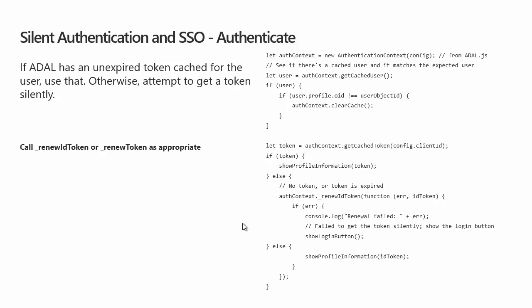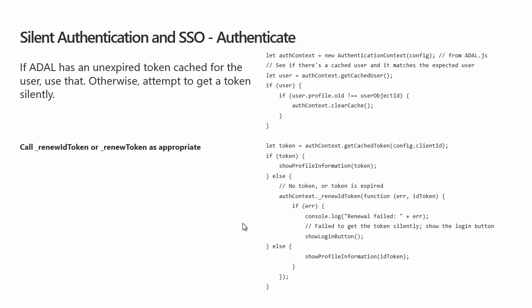Then when there's a call to get cached token, it will look in the token store for the authentication context in ADAL and return a token for the current user for the specified client application. If there is no valid token, it will return null. And so you can see there's a test to see if I have a valid token; I can continue showing information. Otherwise, I need to get a token.